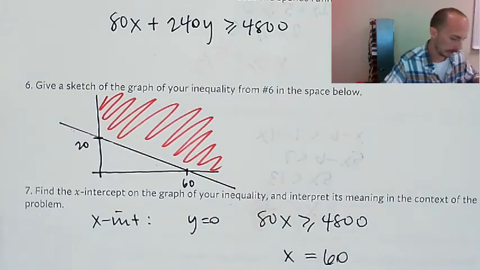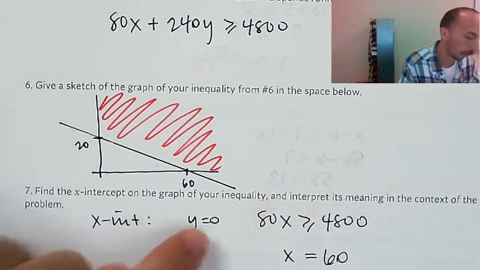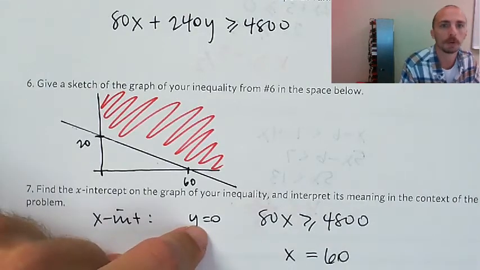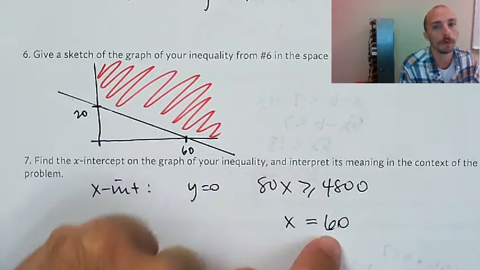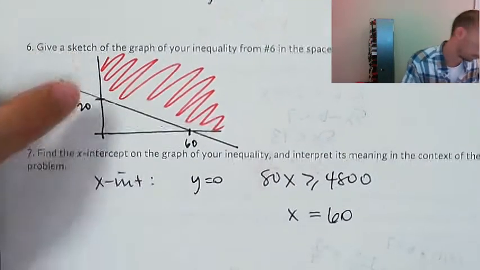Okay. And the meaning is, well, that's y equals 0. y is the amount of time running. So if she spent 0 amount of time running, she always walks at least 60 minutes. Okay.